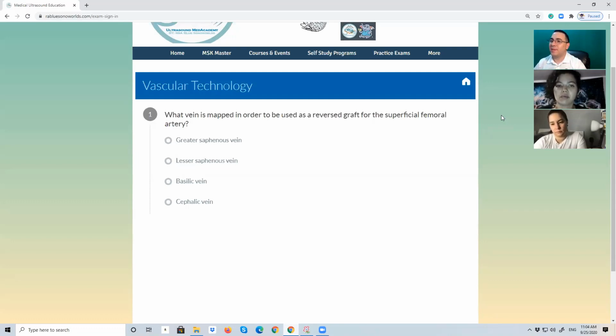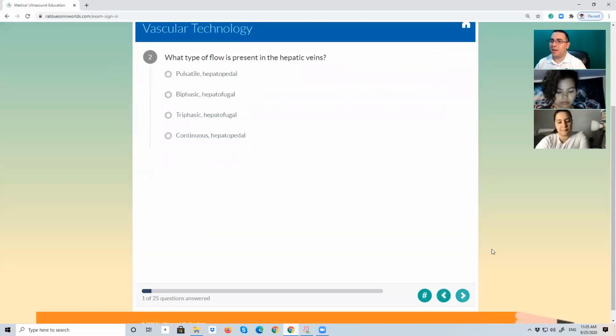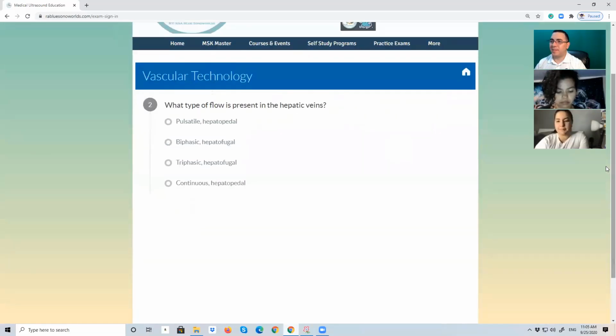Okay, that's a good answer. Perfect. That's the great saphenous vein, the GSV. And if the GSV cannot be used because there's an ablation on it, or it is insufficient, or there's a thrombosis in the GSV, then the lesser saphenous vein can be used as well. That's good to know. All right, let's move to the next one. Marianne.